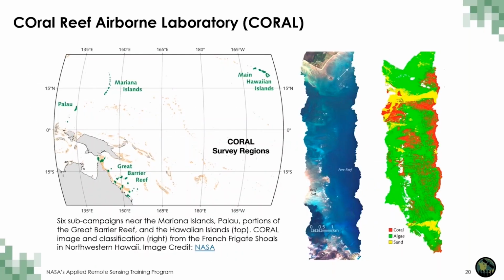Between 2016 and 2017, CORAL flew over key reef areas in the Pacific Ocean, including Hawaii, the Mariana Islands, Palau, and the Great Barrier Reef, as you can see from this survey on the map on the left. On the right, you can see a CORAL image from Northwest Hawaii, where the hyperspectral data was used to create a classification to map the locations, particularly of coral, algae, and sand.